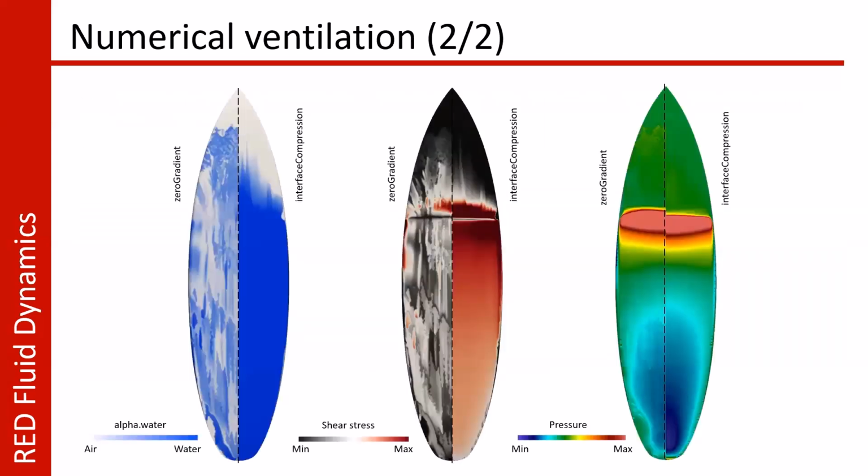As you can see here, a comparison between the zero gradient boundary condition and the interface compression boundary condition. The maps with the interface compression boundary condition are for sure more realistic and cleaner, particularly alpha water and the shear stress.